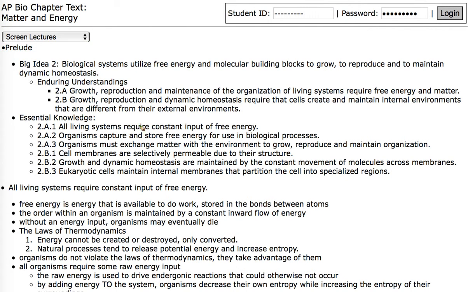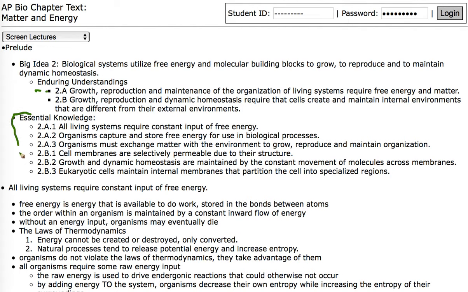So the enduring understandings associated with this particular unit are, first, that growth, reproduction, and maintenance of the organization of living systems requires both free energy and matter. That's the whole first part of this lecture. And the second is that growth, reproduction, and dynamic homeostasis require that cells create and maintain internal environments that are different from their external environments. In other words, the inside of a cell that is floating in the ocean is different than the outside of the cell, which is the ocean water. That is the essence of life, that things are different inside the organism than they are outside the organism.